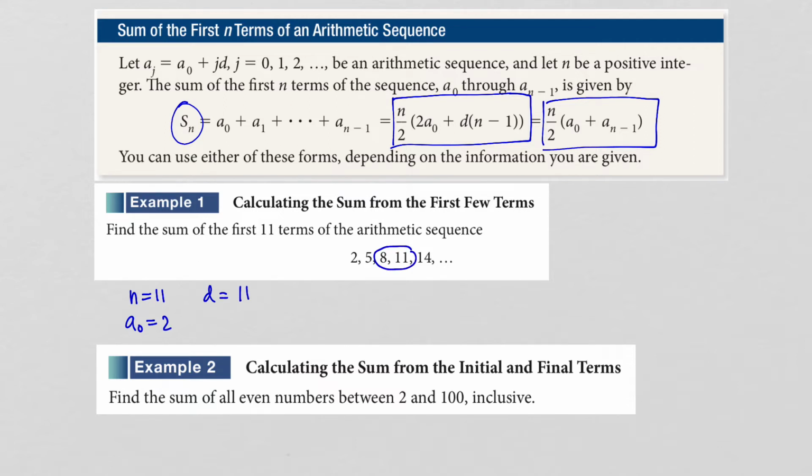Remember, you have to take the later number minus the earlier number. So 11 minus 8 is 3. So the sum of those 11 terms, according to the formula here, would be 11 divided by 2 multiplied by 2 times the first term, and the first term is 2, plus the common difference, which is 3, multiplied by n minus 1, which is 11 minus 1.